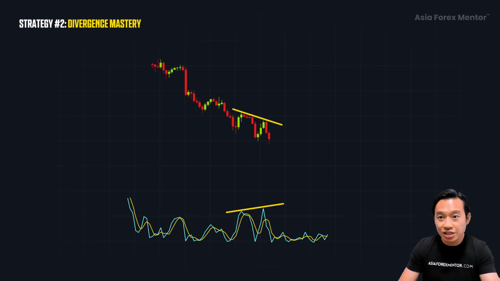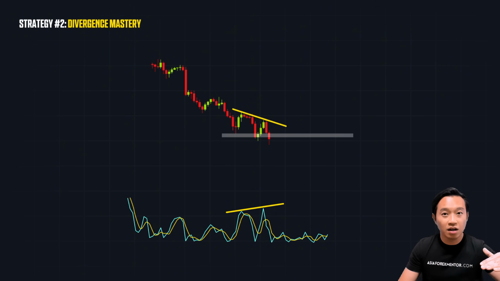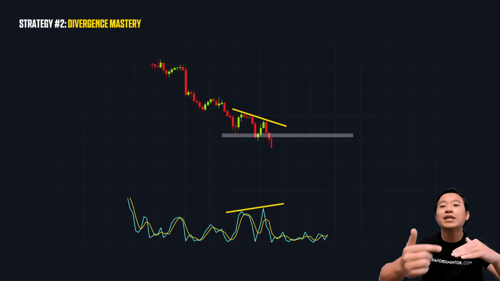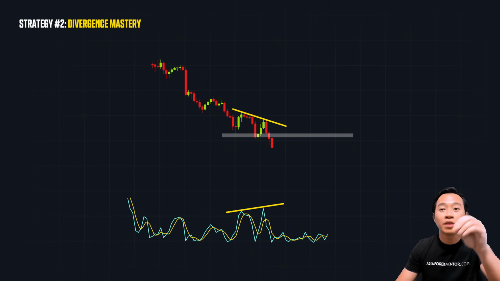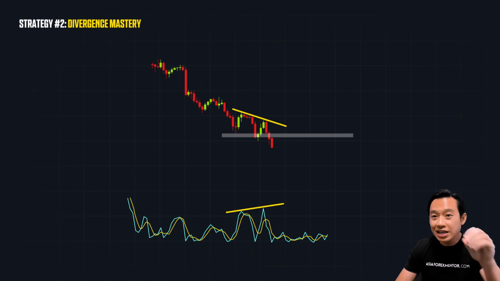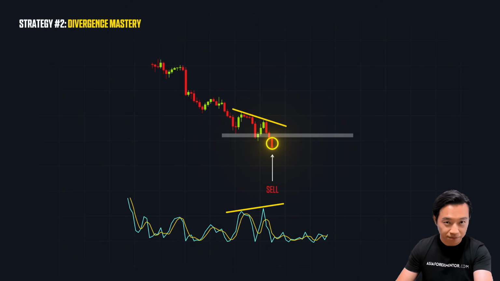After the hidden divergence appears, that turning point usually forms a support level. When price breaks below that level, it creates a new lower low. This confirms that the hidden divergence is valid and the downtrend is continuing. So this is where you can prepare for your sell entry.